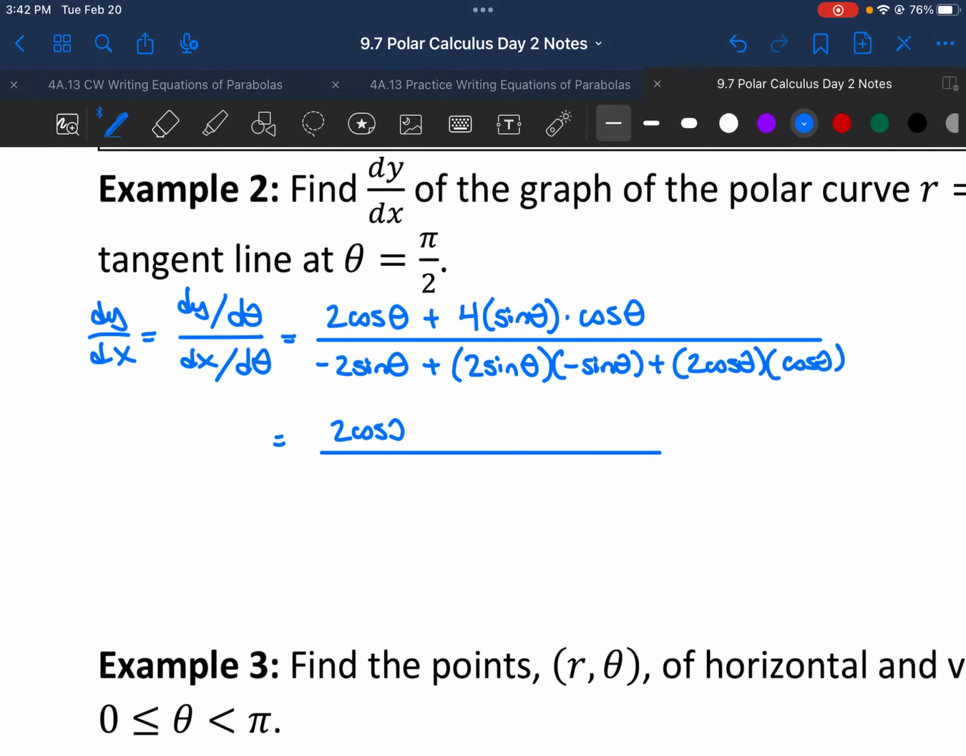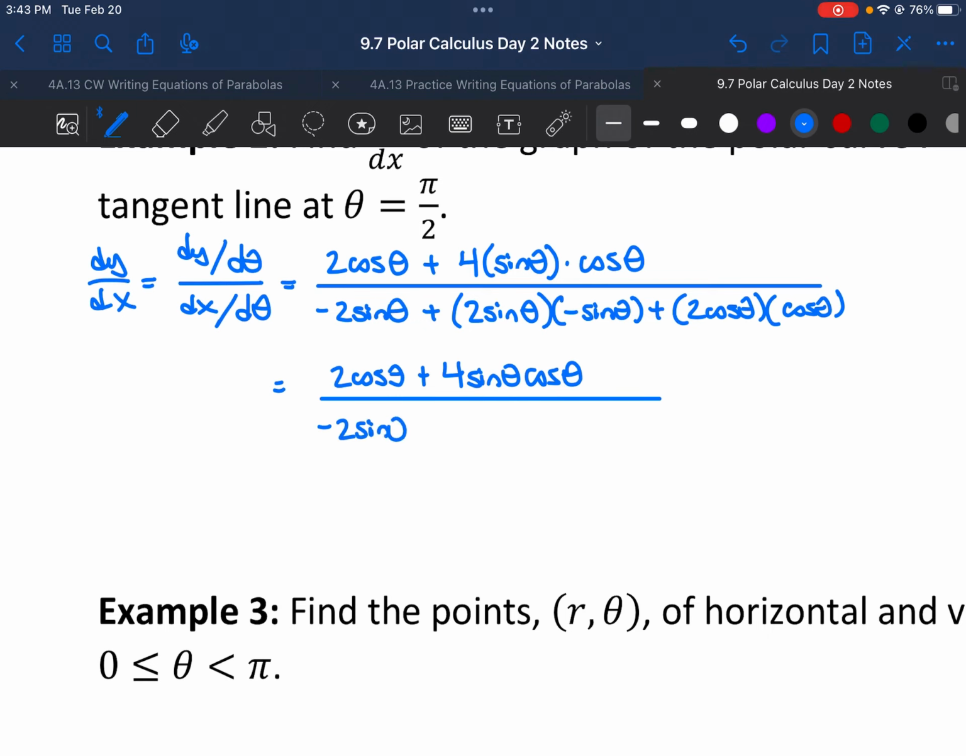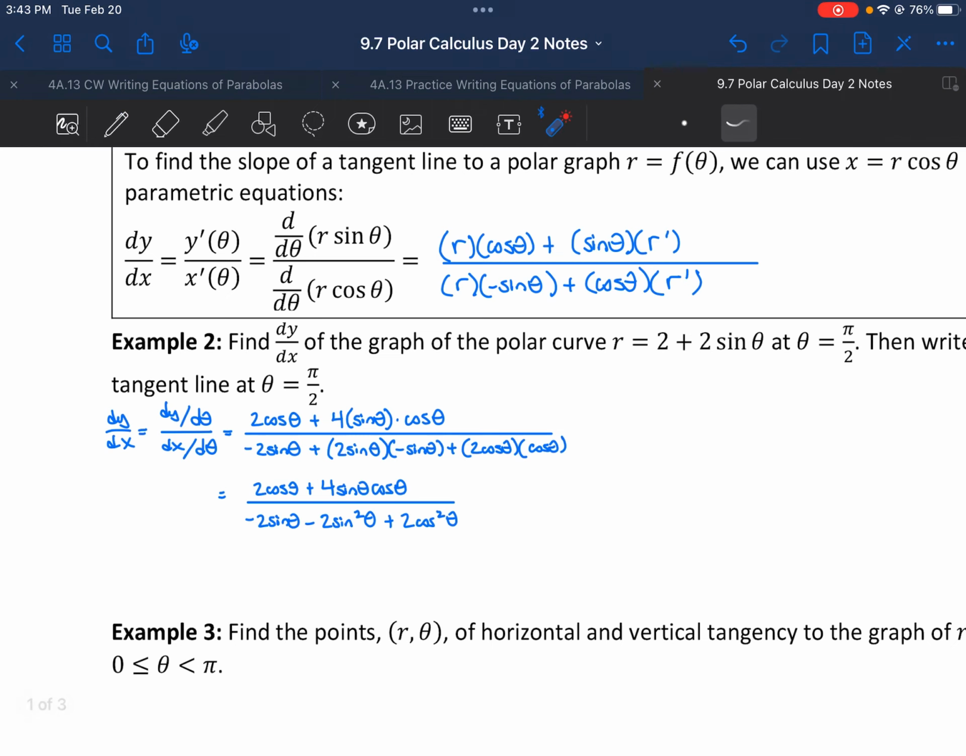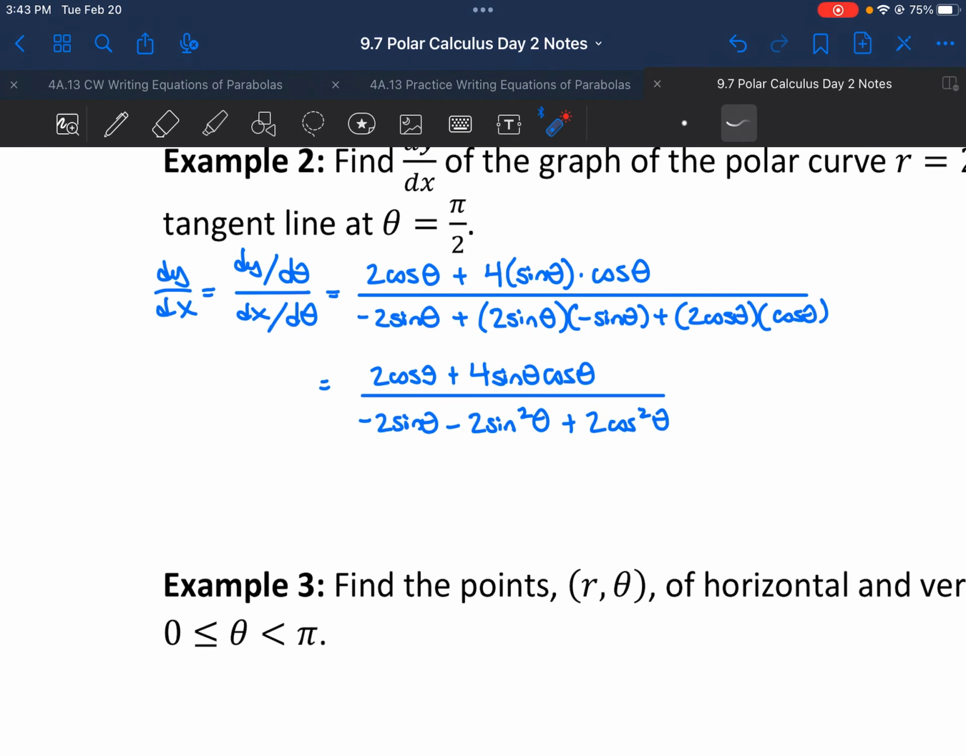2 cosine theta plus 4 sine theta cosine theta over negative 2 sine theta minus 2 sine squared plus 2 cosine squared. Okay, so we've got our derivative function here. And we need to calculate, because we're trying to find the equation of the tangent line at theta equals pi over 2, we need to calculate our derivative, dy dx, such that theta equals pi over 2.